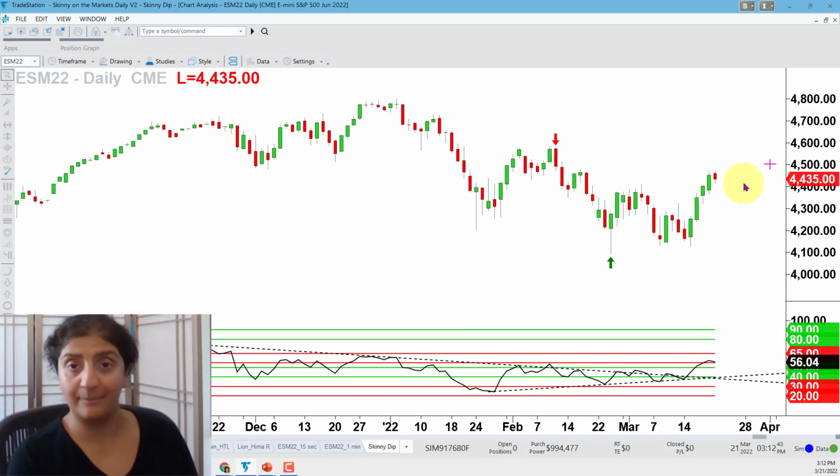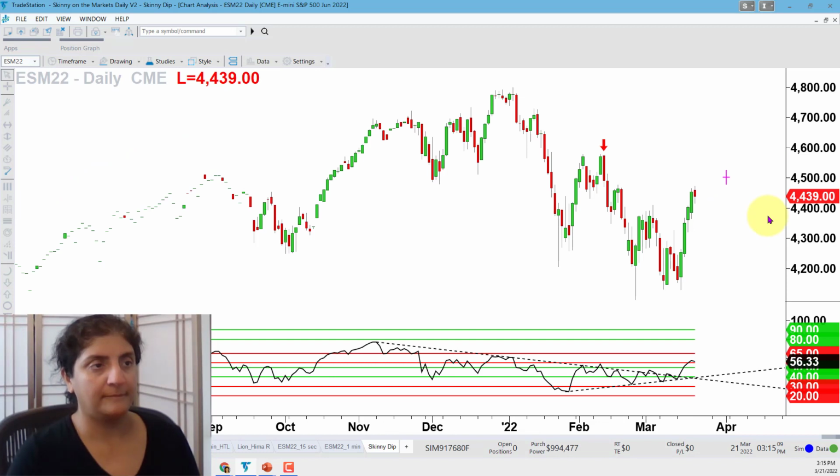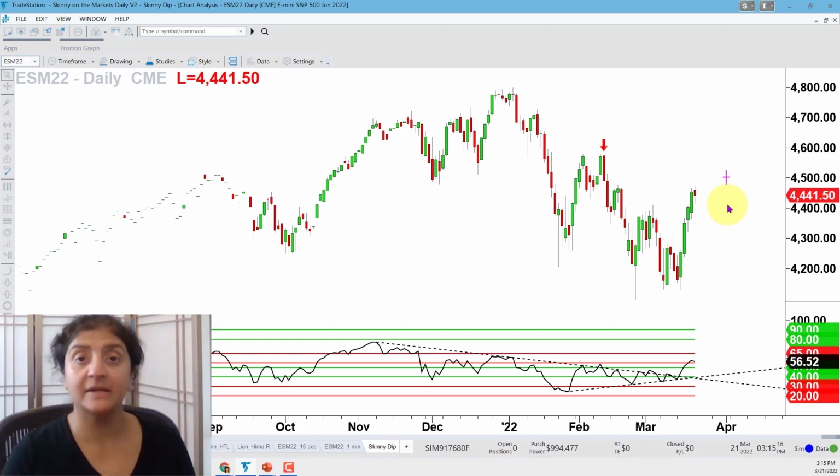So there may be meandering along the way to this target, which is why it's even more important to follow that analysis in my Skinny on the Mini. It's about 4,500 April 1st, and make sure you join me in the Skinny on the Mini to stay on top of my daily report, staying on top of exactly how we're moving toward that forecast or not.